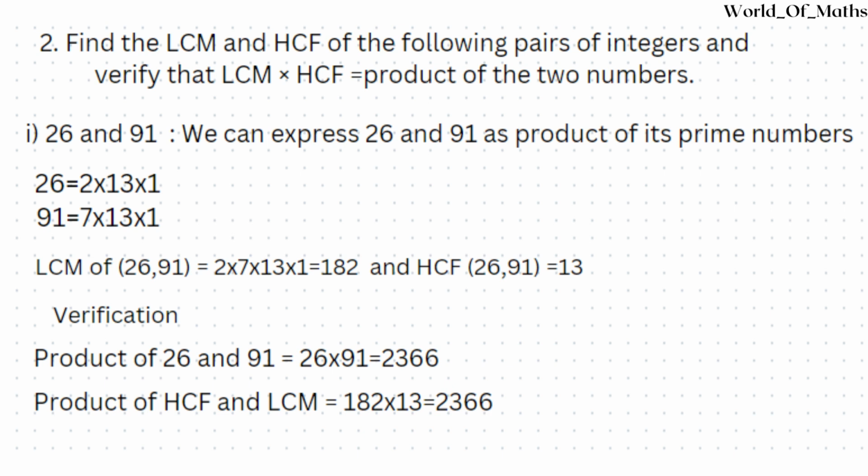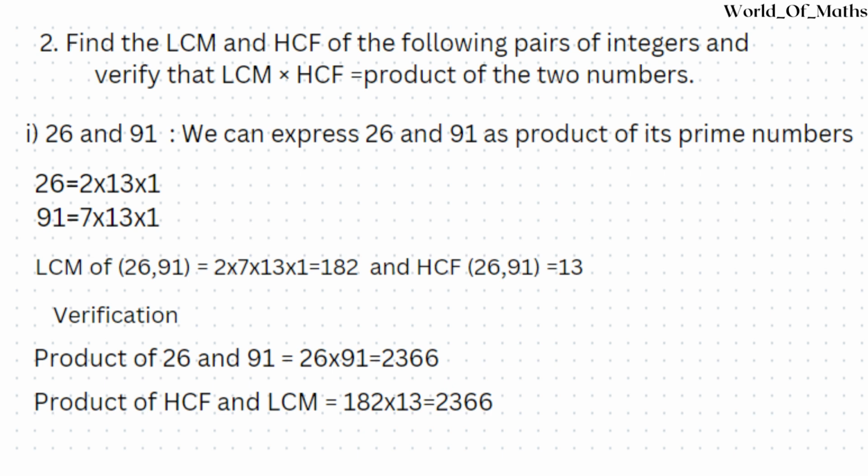So for 26, if we factorize, we can express 26 as 2 multiplied by 13 multiplied by 1, and 91 can be expressed as 7 multiplied by 13 multiplied by 1. Therefore, LCM of 26 and 91, taking the greatest power of all the factors involved, which are 2, 7, 13 and 1, the product of these numbers is 182. And the highest common factor of 26 and 91: there are two common factors, which are 13 and 1, and the highest one is 13.